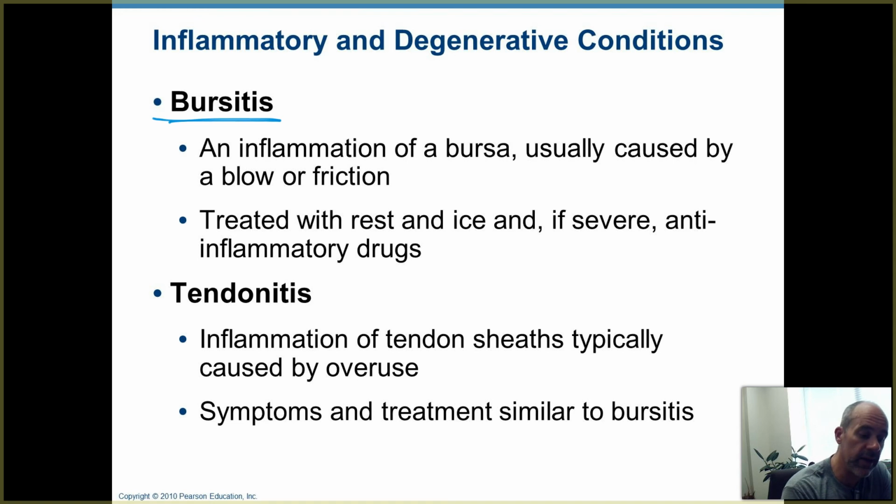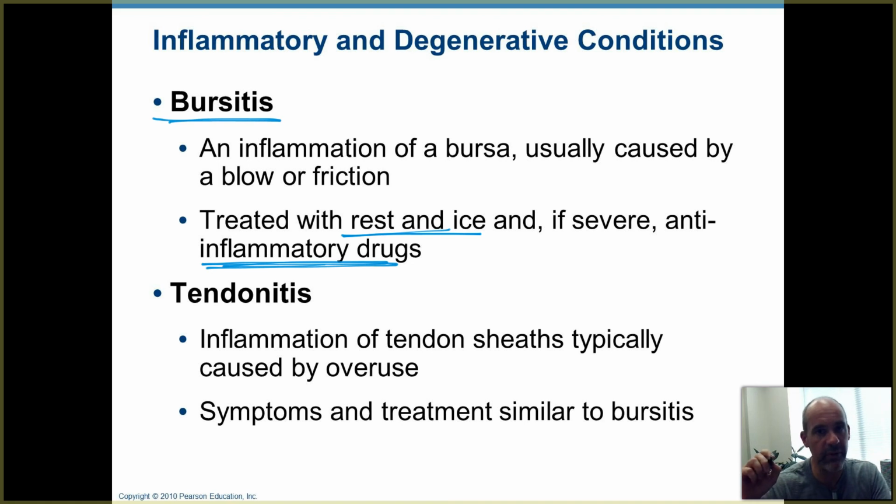A type of treatment is rest and ice. Ice treatment helps reduce inflammation. Resting it can help give the bursa time to heal. And sometimes you have to take anti-inflammatory drugs, things like ibuprofen and Tylenol, to help reduce the swelling and the pain and so forth. And sometimes inflammation gets out of control and it makes healing difficult.